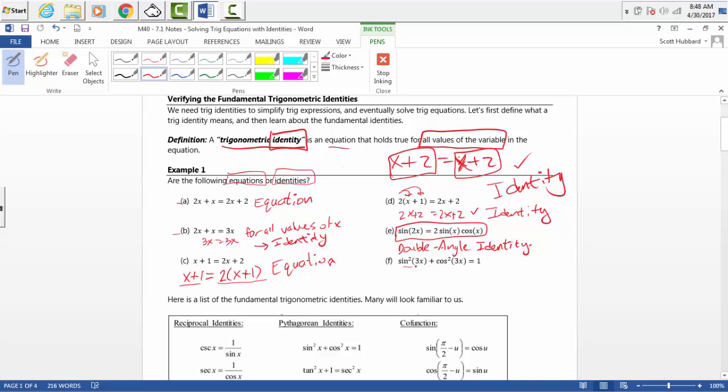And what about this one? Sine squared plus cosine squared equals 1. Well, we've seen this a little bit before, this is an identity. This is called the Pythagorean identity. So this is always true. It doesn't matter what x is. So that's kind of cool.